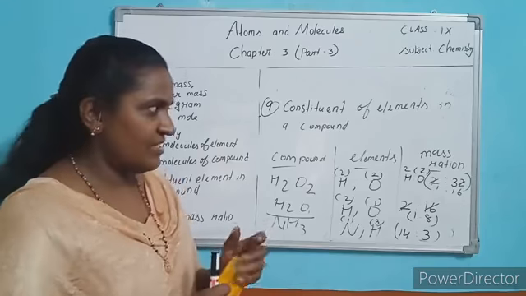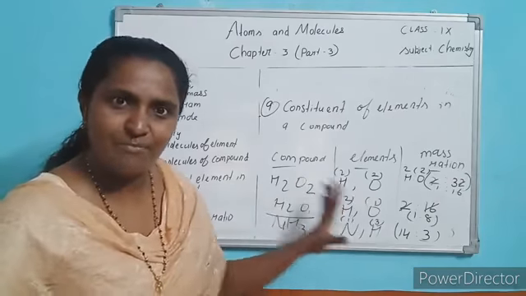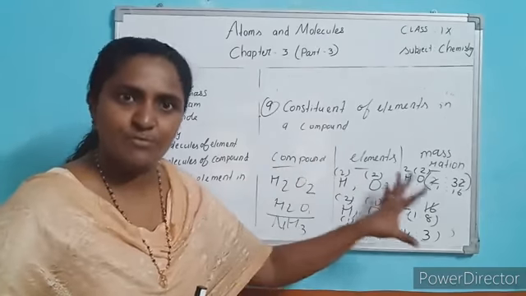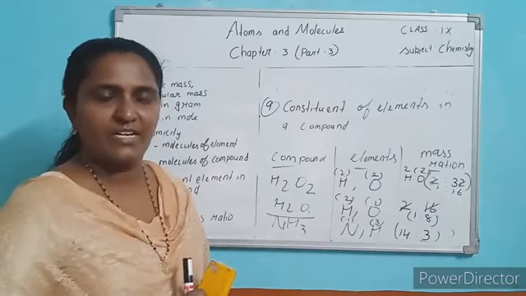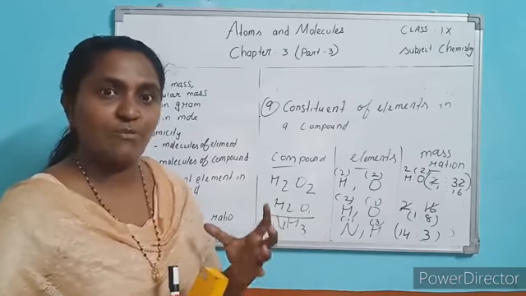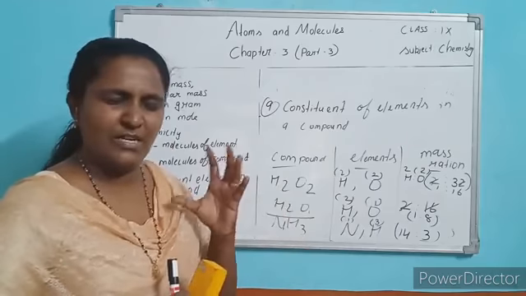Clear? The question is: find out the constant elements present in a compound and the mass ratio of the elements present in a compound. Can you write? Constant elements mass ratio in a compound. Question understood clearly.